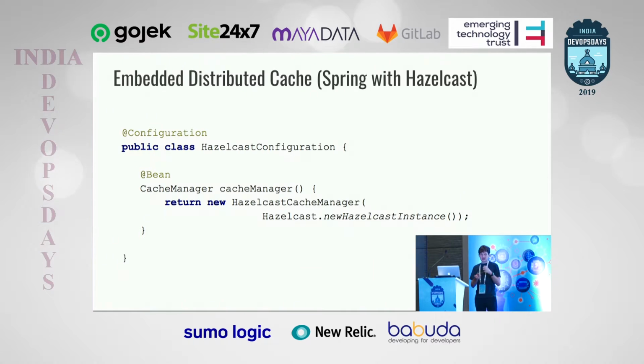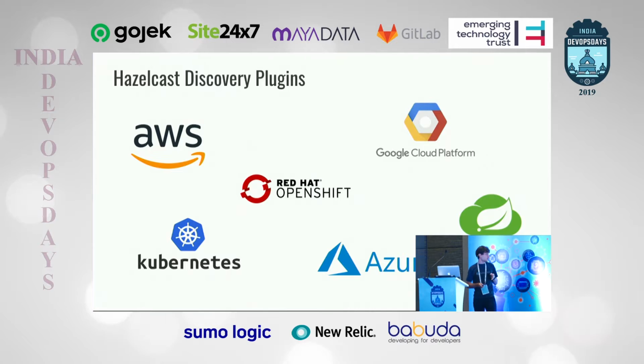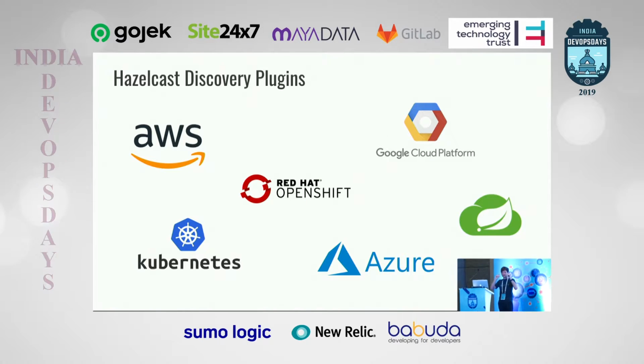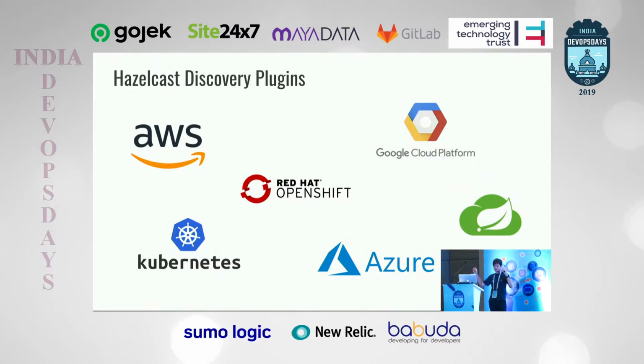You may wonder, how is it possible that I deploy my application, it can be deployed anywhere, on-premise servers, on Kubernetes, or anywhere, and the cache is formed together. So what we do is we provide discovery plugins for each environment. So if you use AWS, you just use the AWS discovery plugin, and your internal library, your internal cache, will find other caches in your AWS. The same for Kubernetes and other systems.